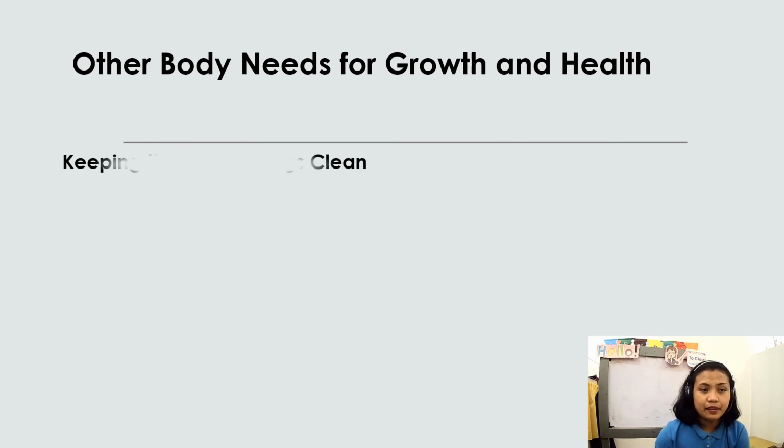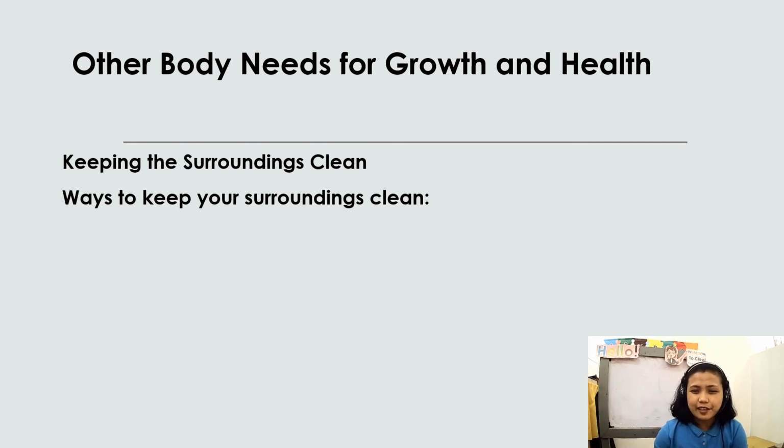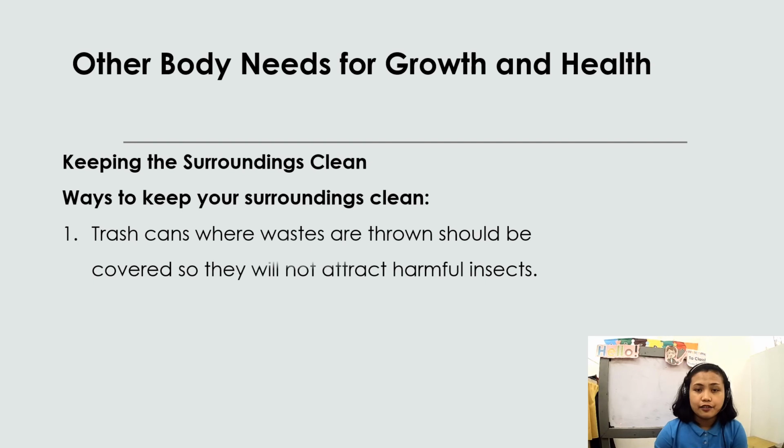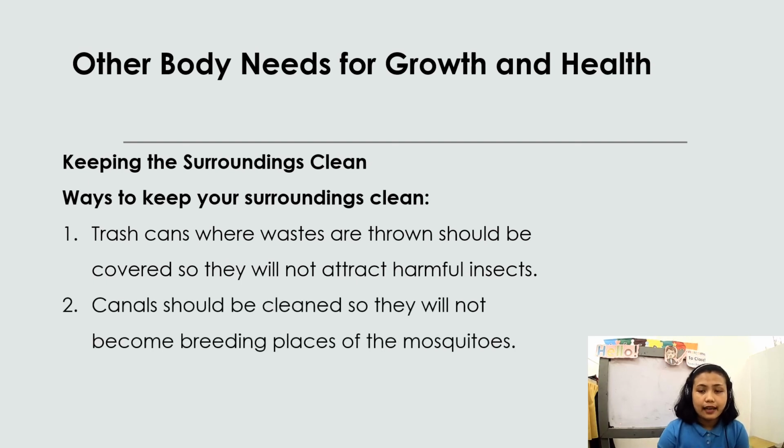Next is keeping the surroundings clean always. These are the ways to keep your surroundings clean. Trash cans where wastes are thrown should be covered so they will not attract harmful insects. Those trash cans should be covered. Canals should be clean so they will not become breeding places of mosquitoes. That can cause dengue, so keep them clean to avoid it.